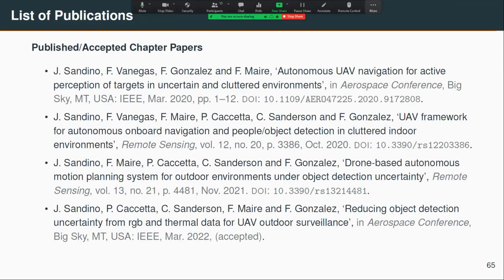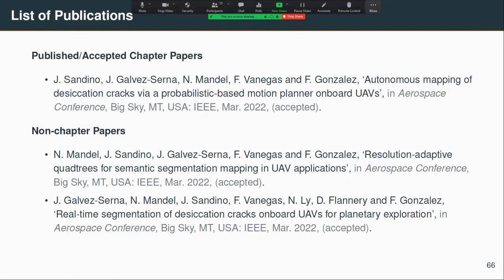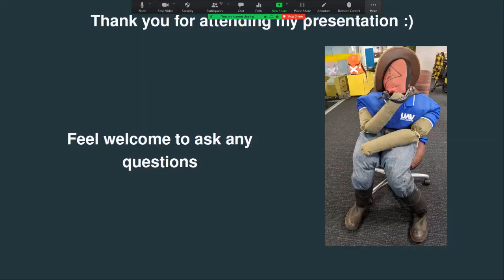What you can see here is just the list of publications that resulted from this investigation as part of the thesis chapters, and these are publications that were not part of the chapters of this thesis.